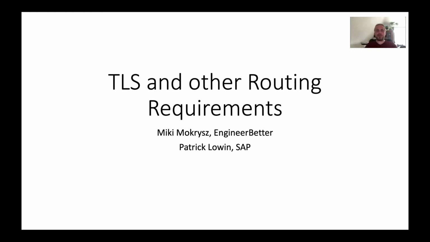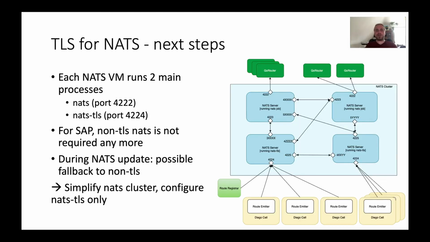I'm working in the Cloud Foundry routing and networking team on SAP side, and I'd like to share some routing requirements and features we support, as well as our next steps for the TLS track. To talk about TLS for NATS and GoRouter, I'd like to share some more details of the current architecture. So on each NATS VM, there are actually two jobs running which are important. This is the unencrypted non-TLS NATS job and the NATS TLS job.